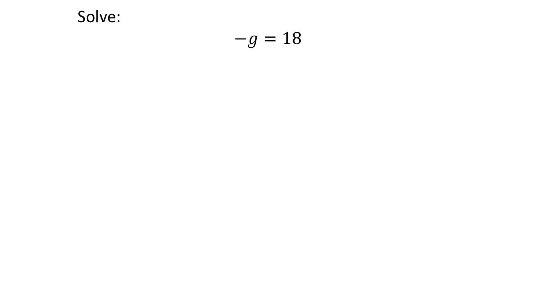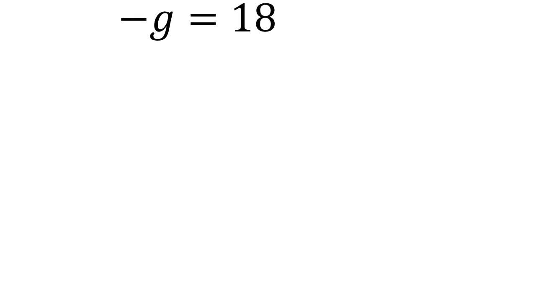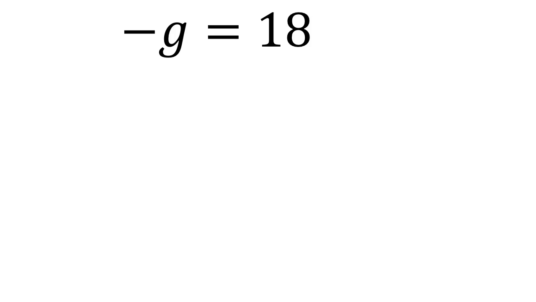Now, this section is two-step equations. This one really is not going to require 2 steps, but it is a unique problem, which I would assume we'd see on the homework. So I got negative g equals 18, right? But what's the coefficient of g? That's going back to section 2.2. What's the coefficient of g? That's a negative 1, you guys.